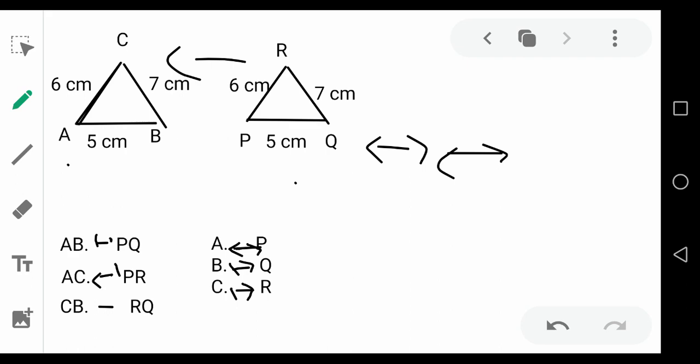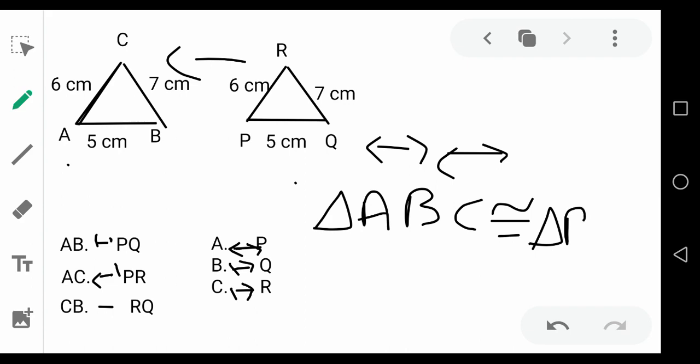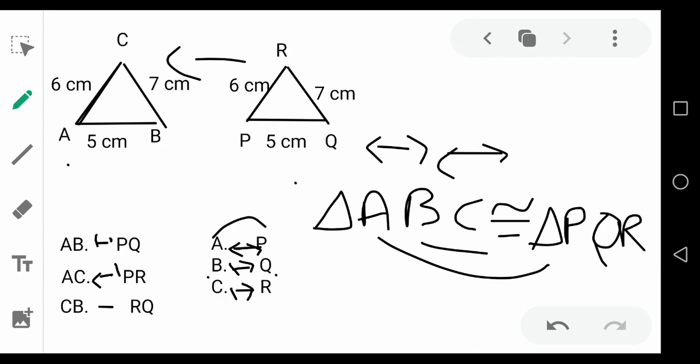Then we can say that triangle ABC is congruent to triangle PQR. This is how you have to write. So when you are writing, that order is very important. So A and P in here, no? So A and P, it should be the first one. B and Q means it should have the same position, B and Q. Then C and R. So we can say that triangle ABC is congruent to triangle PQR.